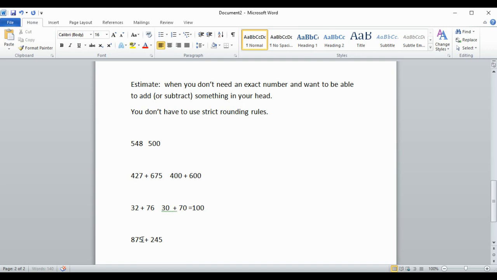So again, with this one, 875 and 245, I can say, oh gosh, that is pretty close to 800, and this is pretty close to 200. So that's going to be pretty close to 1,000. Now, I know it's going to be a little bit over 1,000 because of the 75 and the 45, but when you're estimating, you're trying to get a number that's pretty close, but it doesn't have to be exact.